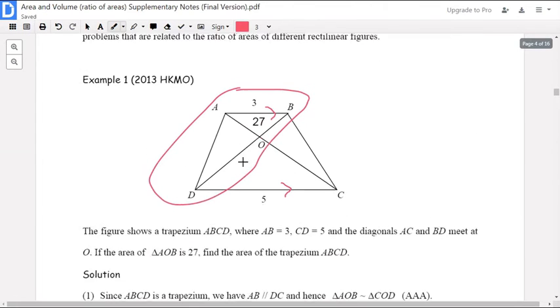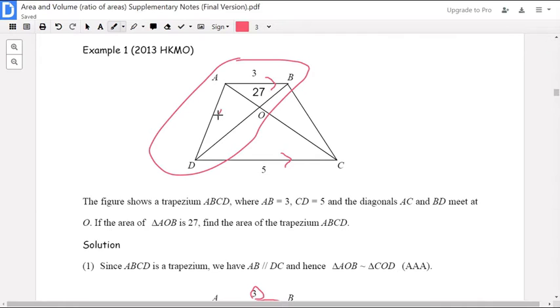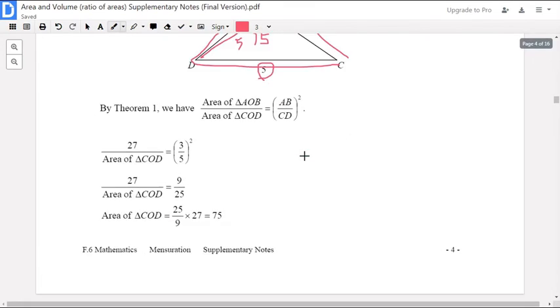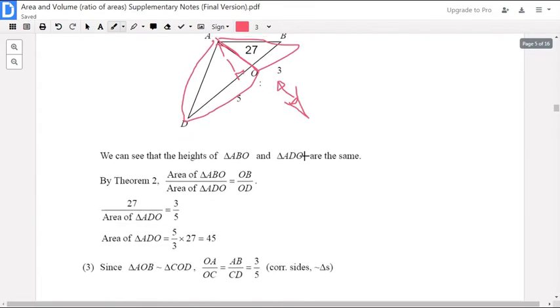So this is 45. We now know that this is 45. This is 75. Right? We only need to find the last part, OBC, and then add all the areas up, which will be the area of the whole trapezium.